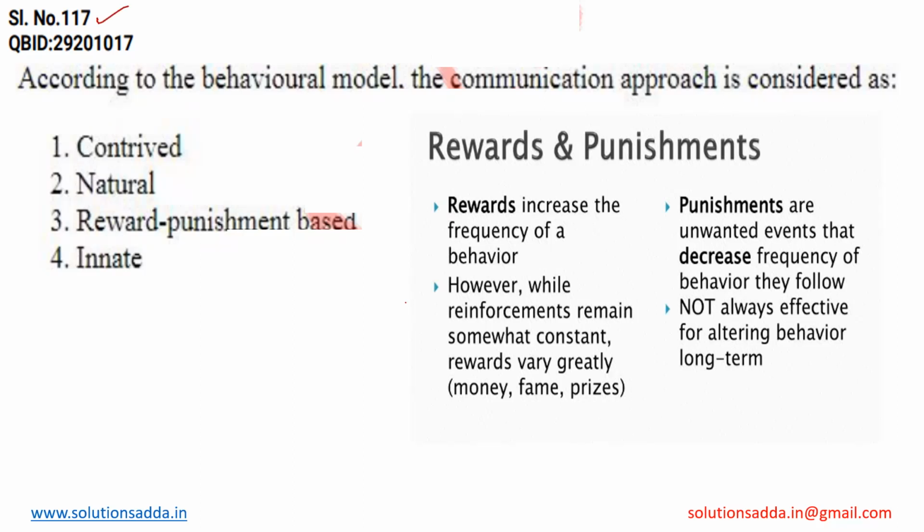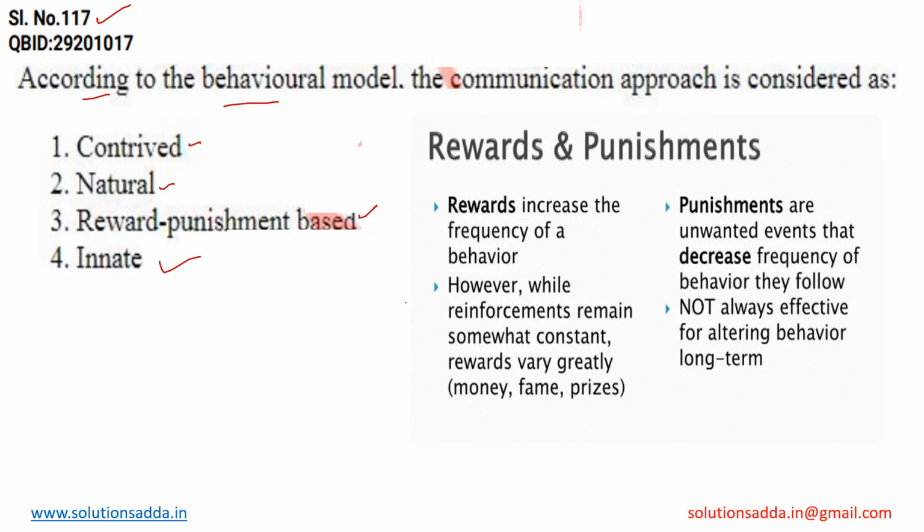Hello everyone, this is question number 17. This question belongs to communication. According to the behavioral model, the communication approach is considered as; 4 options have been given, in which we need to identify which one is the approach that will be considered in the behavioral model. Here are contrived, natural, reward, punishment based, and intent. In order to answer this question, we must know the meaning of these terms.